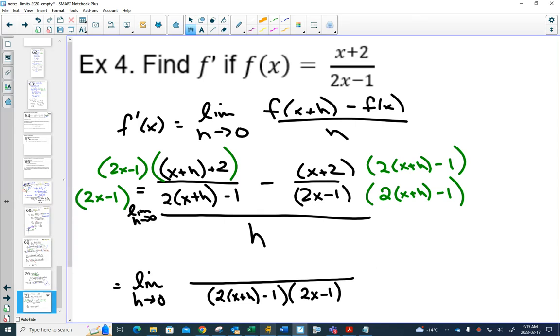On the top, I'm going to multiply things out. So here, I'm going to multiply this out. I'm going to keep it in brackets, keep my subtraction sign, and keep this in brackets. If I multiply this 2x by everything, I get 2x squared plus 2xh plus 4x, and then if I multiply the minus 1 by everything, I'd have minus x minus h minus 2.